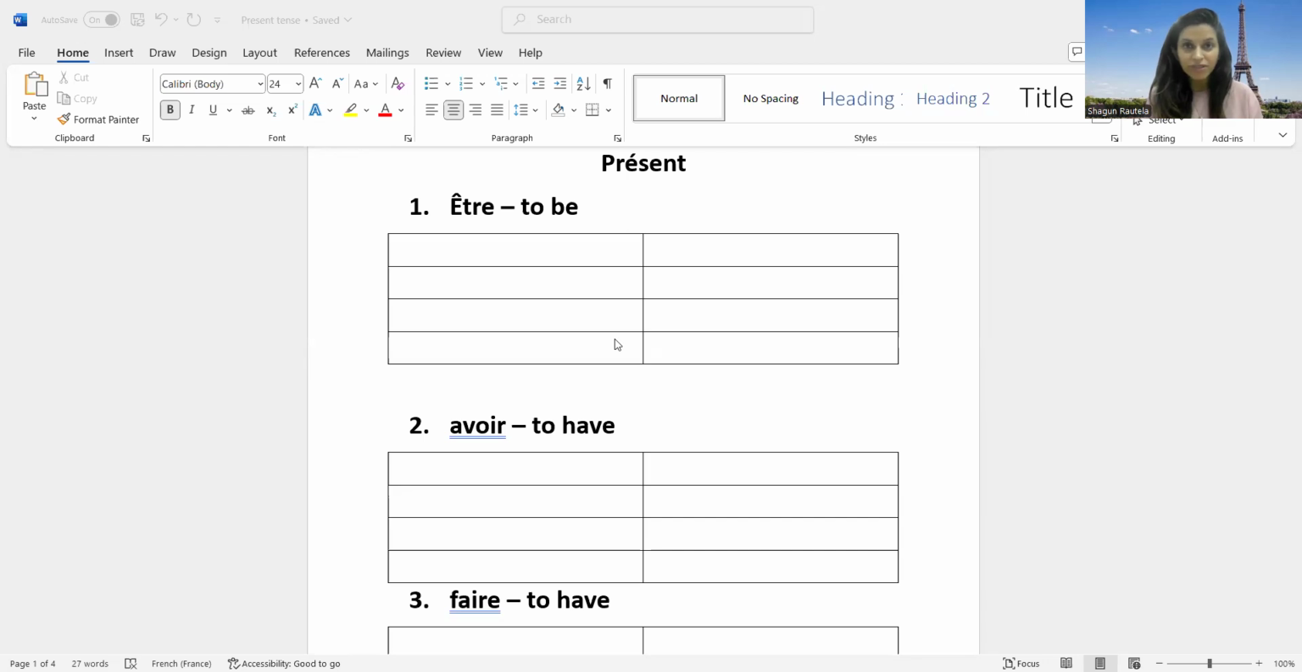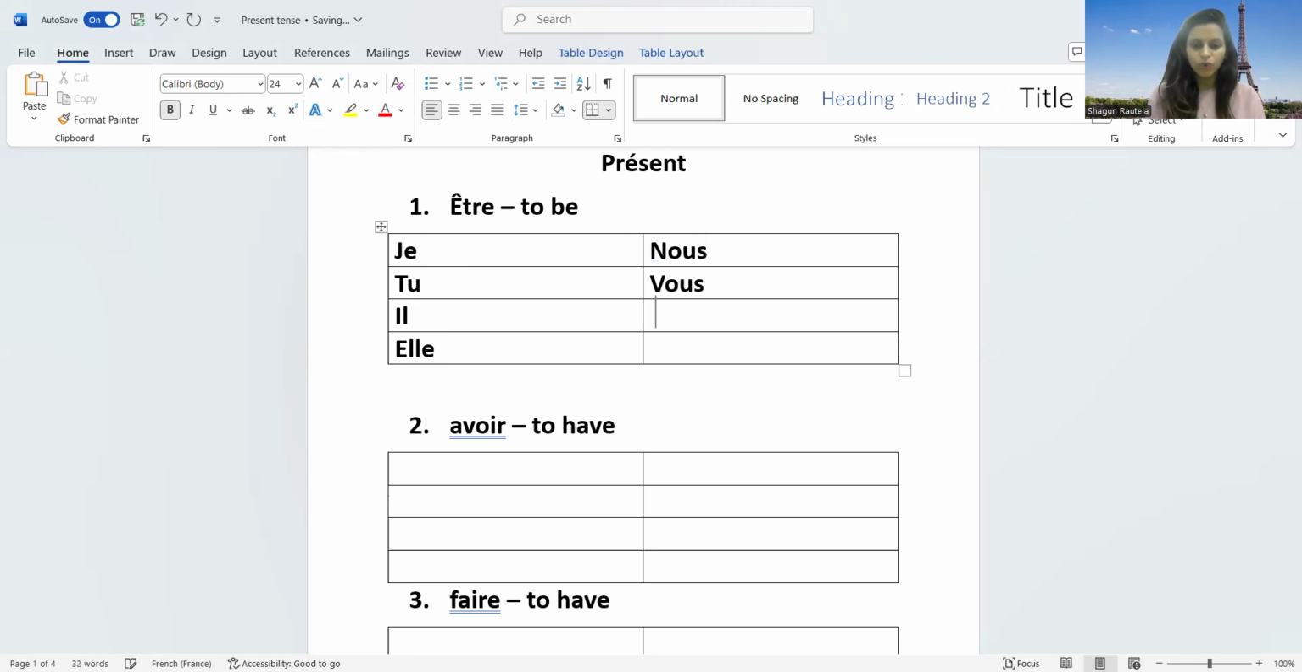Let's start with the first basic verb in French, which is le verbe être. What does this verb mean? To be. And whenever you conjugate any verb in French, you need to remember to write the subject pronouns: je, tu, il, elle, nous, vous, ils, elles. So when we start with this first verb, with all the subject pronouns, the verb changes, the conjugation changes.